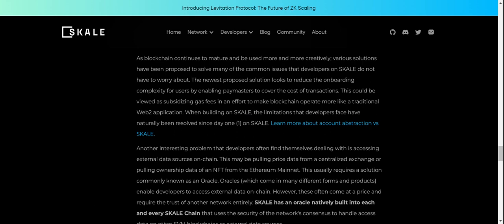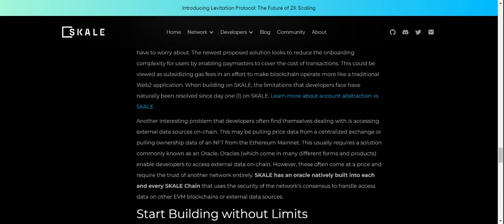When you dey build on scale, the limitation wey developers dey face, dem don naturally solve am since day one on scale network. You fit learn more about dis talk for account abstraction versus scale for SKALE blog, wey be article wey dem write.